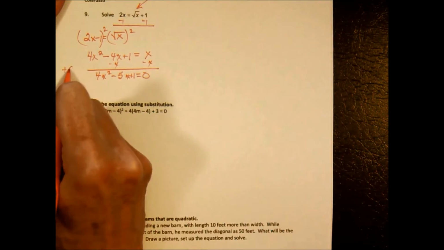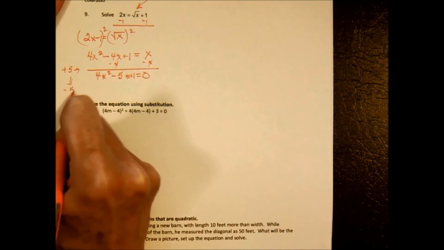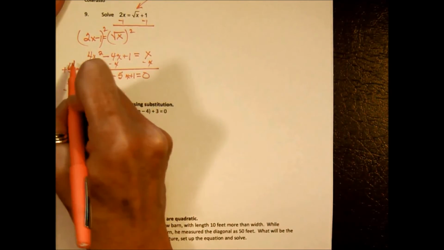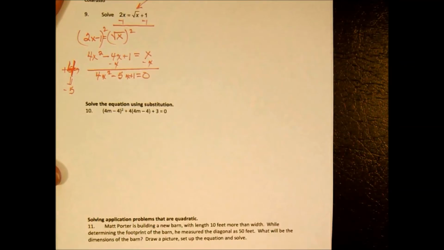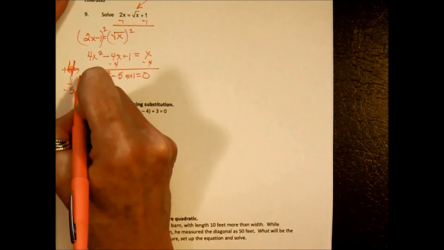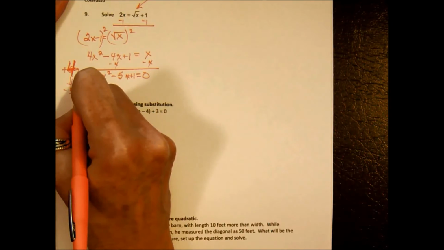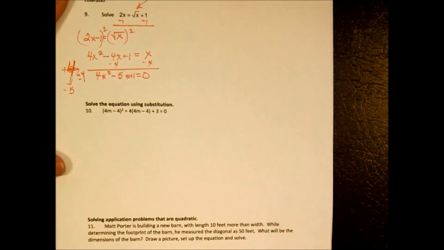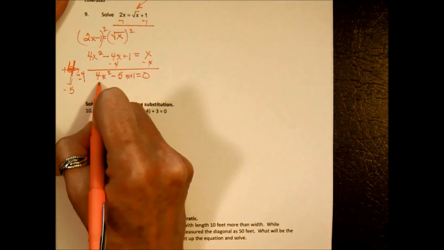I want factors that add up to negative 5 and multiply to positive 4. That's going to be a negative 4 times a negative 1. So I can factor. I'm going to bring down the first.